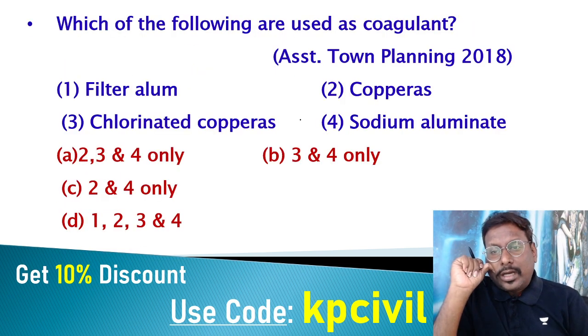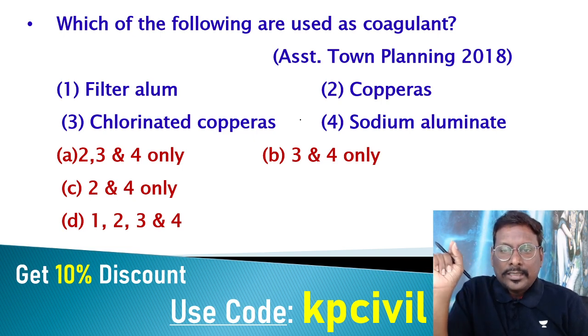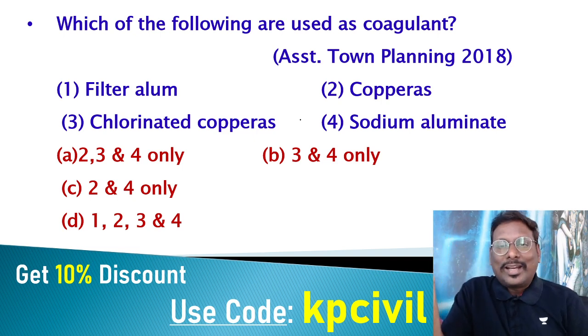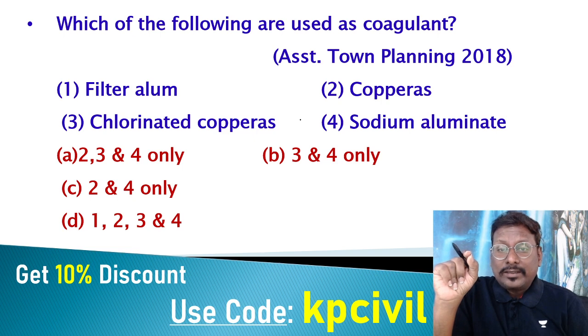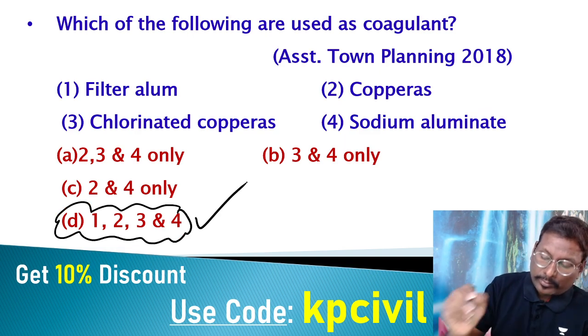Which of the following are used as coagulant? Filter alum, copperas, chlorinated copperas, sodium aluminate. So all are coagulants only. List of coagulants we have written very clearly: alum, ferric sulfate, ferric chloride, sodium aluminate, ferrous sulfate. All included. 1, 2, 3, 4.